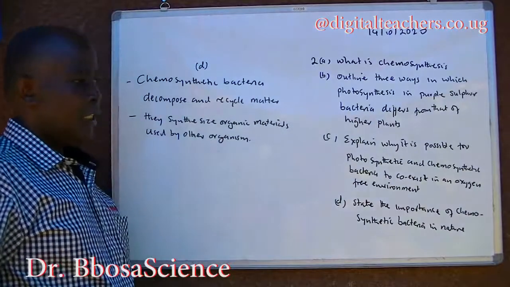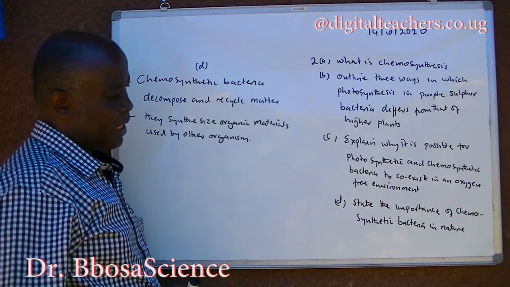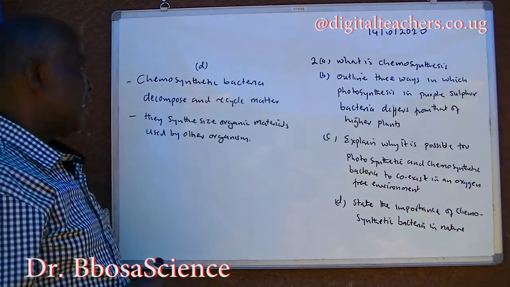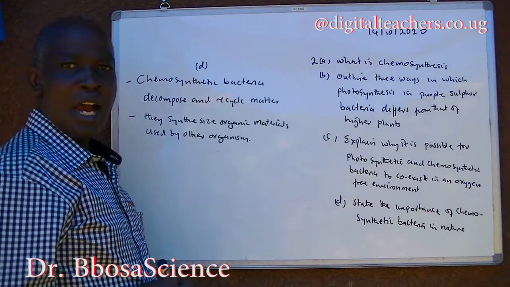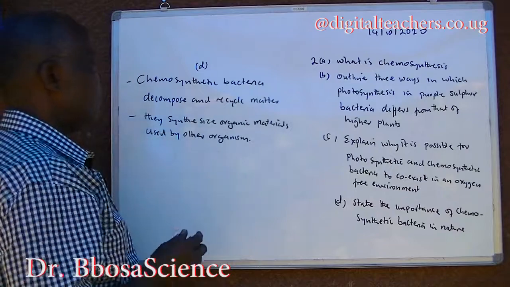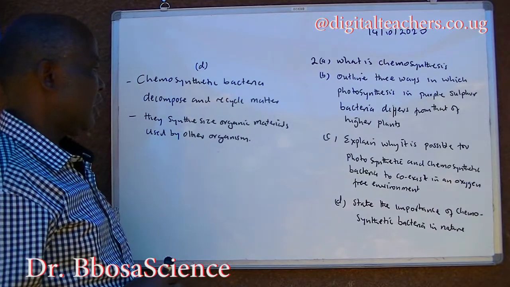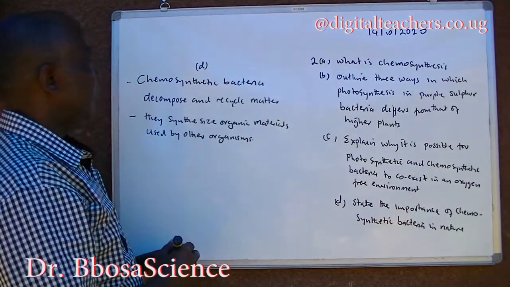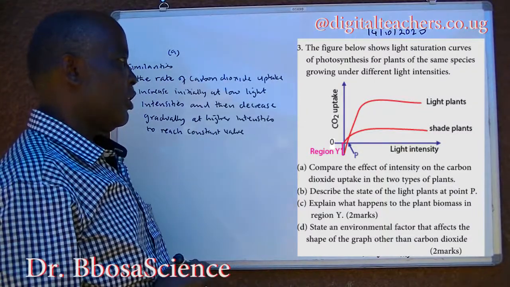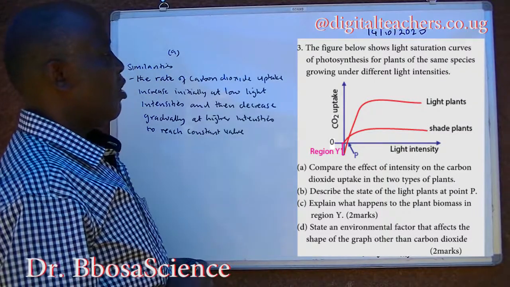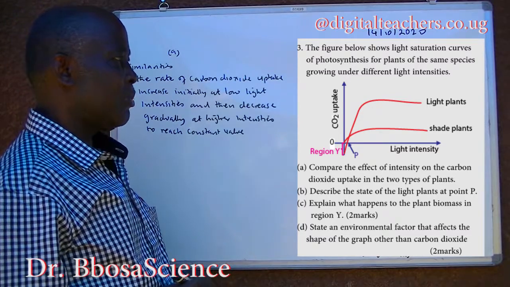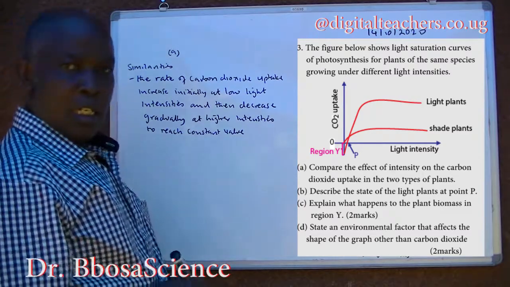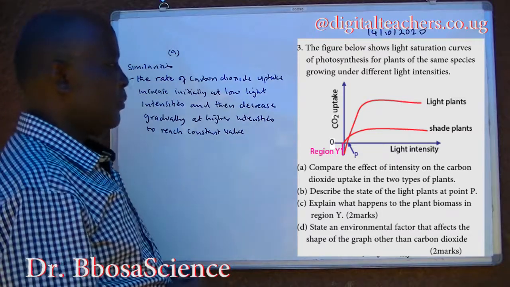Part D. State the importance of chemosynthetic bacteria in nature. 1. Chemosynthetic bacteria decompose and recycle matter. 2. They synthesize organic materials used by other organisms. 3. The figure below shows light saturation curves of photosynthesis for plants of the same species growing under different light intensities. The graph is as below.